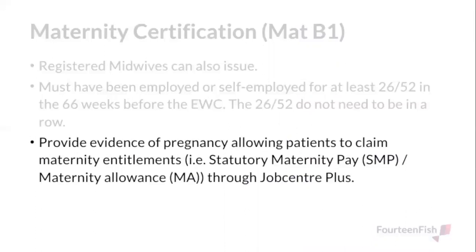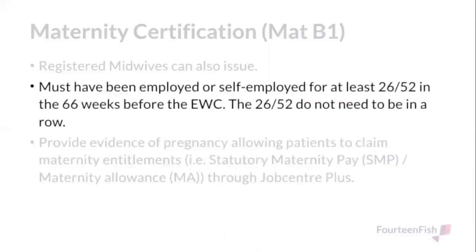In order to be eligible to claim for statutory maternity pay or maternity allowance, you must have been employed or self-employed for 26 weeks with your employer. Those 26 weeks need not be in a row, but must have taken place in the 66 weeks preceding the date of birth, or the date of delivery, rather.